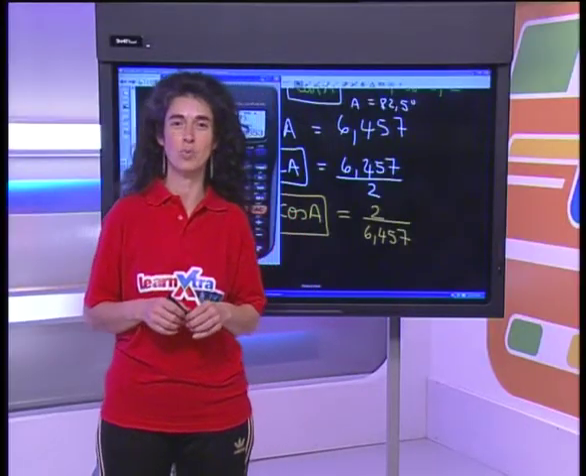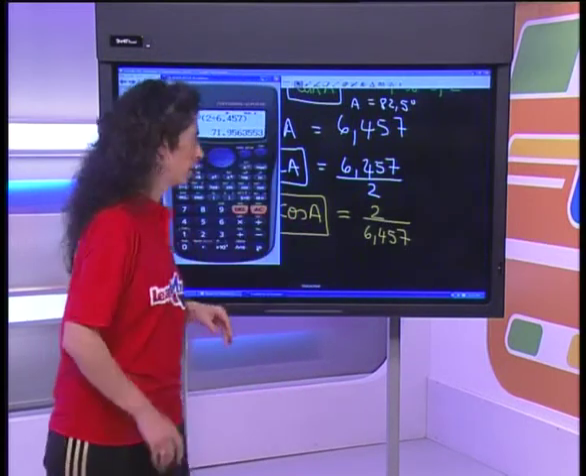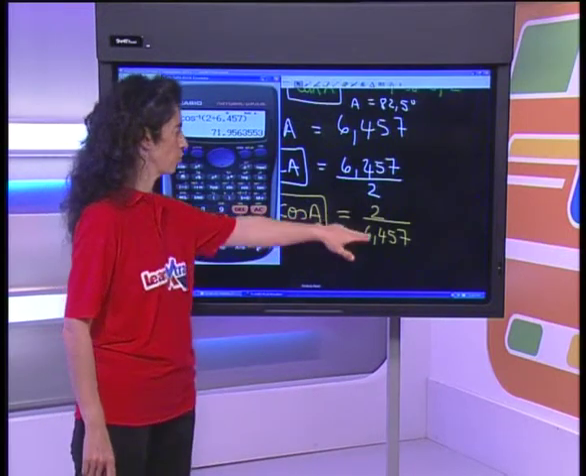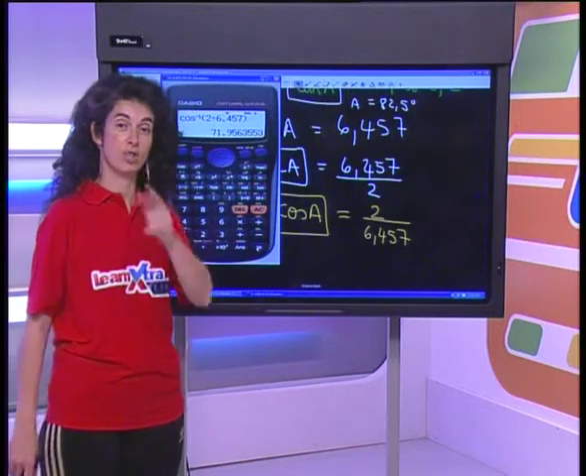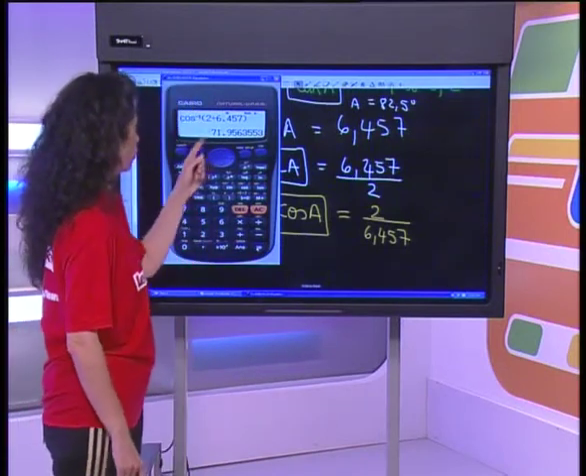And yes, grade 10s, we've found the calculator. So let's get back to the question we were on. We were trying to find the angle A, where cos A equals 2 over 6,457. I'm sure in the break some of you would have worked out what that angle is. So let's see what my calculator shows me.